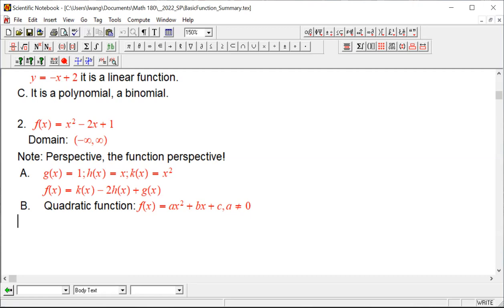So let's look at another situation, number 3. We're still going to determine the domain. This function is 1 over 3x minus 1.